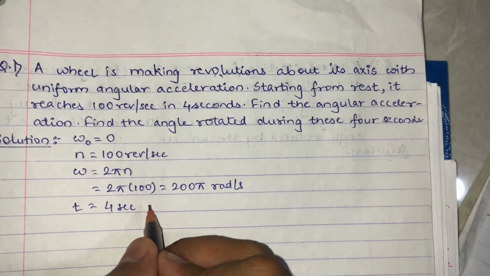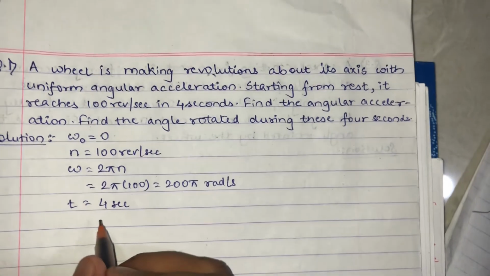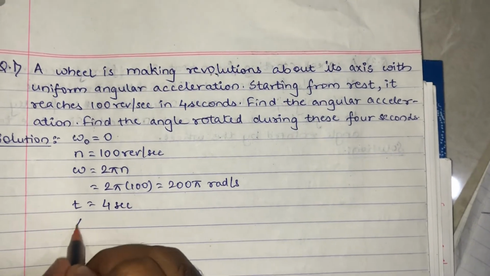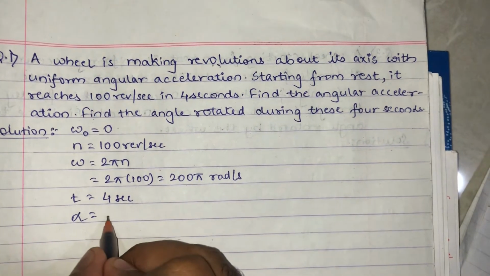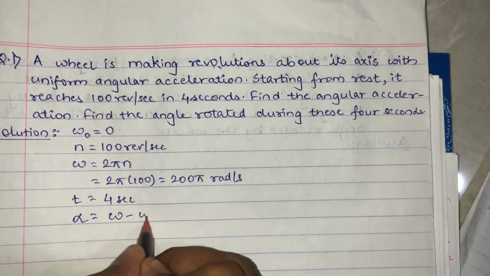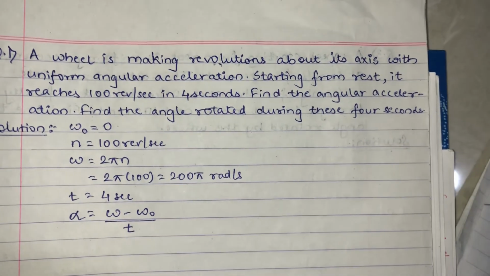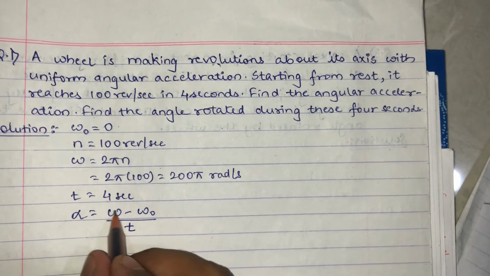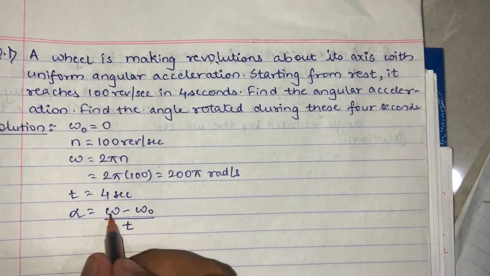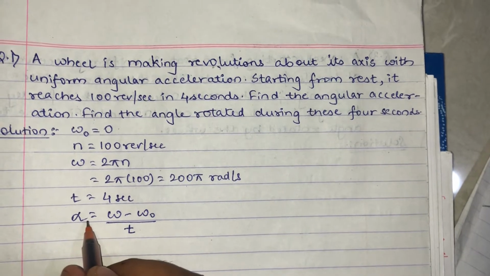Now here we have to find out the angular acceleration. Angular acceleration is denoted by alpha. What is the formula of angular acceleration? Change in velocity with respect to time. Omega minus omega naught, where omega naught is the initial velocity and omega is the final velocity. Omega minus omega naught upon t equals alpha.